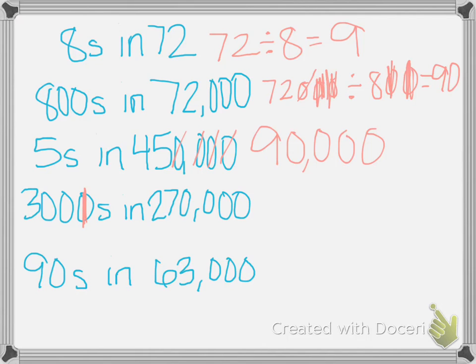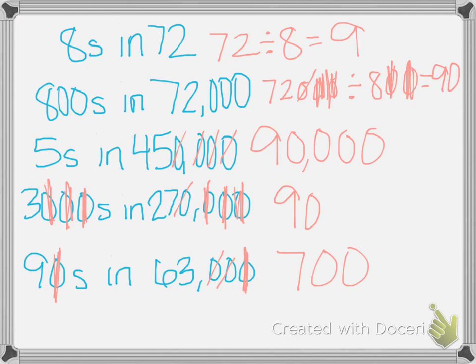So we're going to cancel our zeros out. 1, 2, 3, and then we're going to ignore that 0 for a minute. So 27 divided by 3 is 9. Add the 0 back is 90. How many 90s are in 63,000? Again, that's saying 63,000 divided by 90. So we're going to cancel our zeros out, 1 and 1, and then ignore the 2 we have left. 63 divided by 9 is 7, and then add those two zeros back, 700.